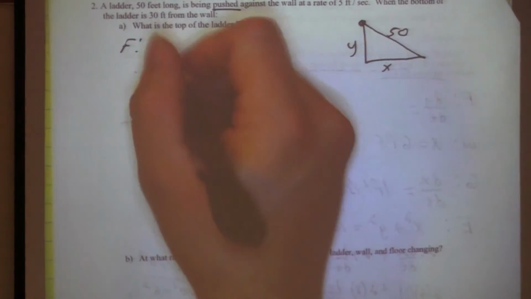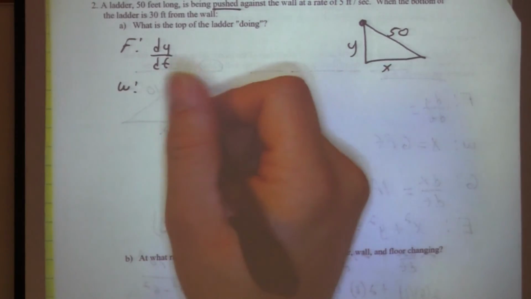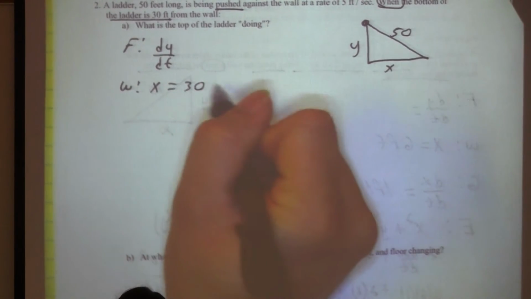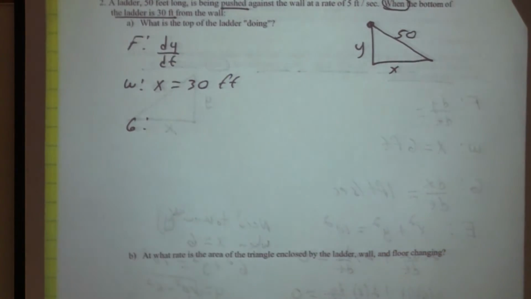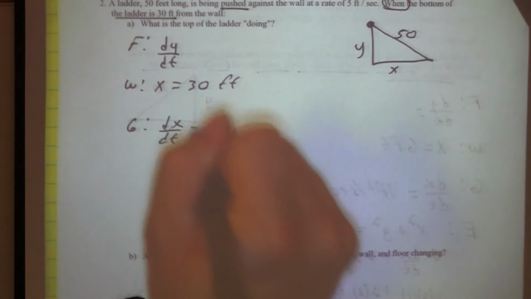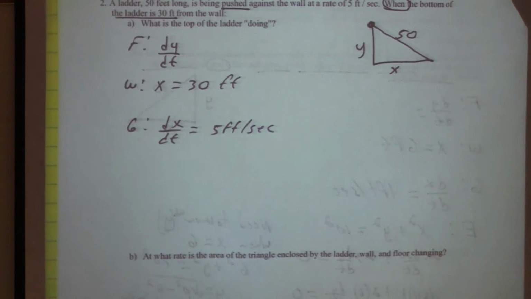Let's draw the picture, right? So the ladder is 50 feet long, right? And this will be X and this will be Y. So we want to know what the top of the ladder is doing, so we're talking about Y, how Y is changing. When the ladder is 30 feet from the wall, so X equals 30 feet, given the ladder is being pushed, dx/dt equals 5 feet per second. Yeah?